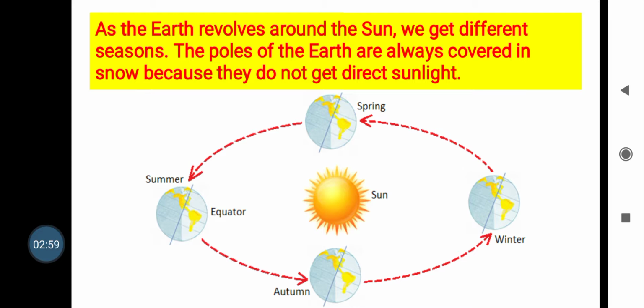Now, as the earth moves around the sun to complete one revolution, it gets sunlight in various intensities. The places that are closer to the sun get summer. The places that are farther from the sun get winter. In the same way, we also get spring and autumn.